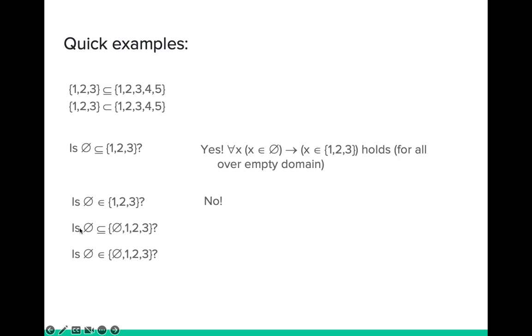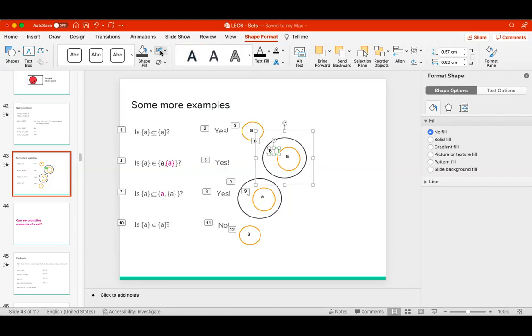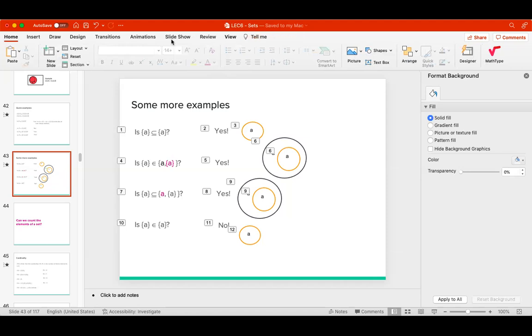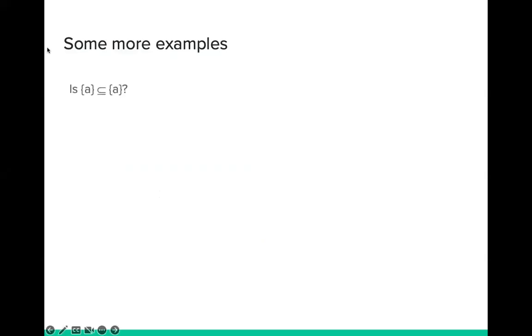Now, is the empty set a subset of this set, {1, 2, 3} with the empty set? Now we can say that yes, it is a subset, and at the same time also an element of this set. All right, so let us have some more examples.